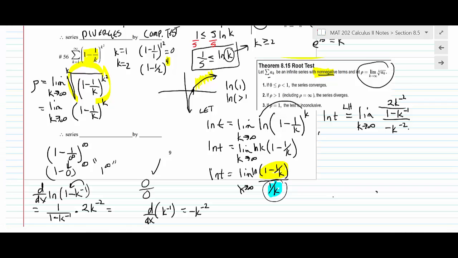Now I just saw a mistake. Maybe you guys saw it too. Where in the world did this 2 come from? I don't think that was supposed to be there. What was I doing when I did this derivative here? So I'm being a little sloppy.